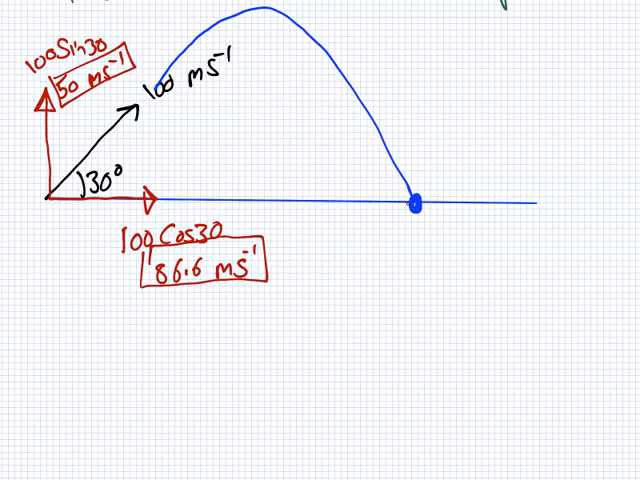Should we look at the horizontal or the vertical to get this information? They both have the same time. They do, but only one of them will give us that time. The vertical. There's not enough information in the horizontal. The vertical will. So let's look at the vertical. This is vertical, Y. U, V, A, T, S.